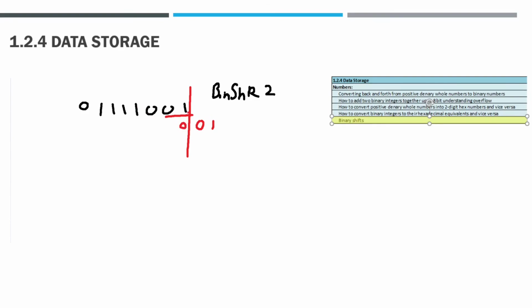So I'm writing it this way: 1, 0, 0, 1, 1, 1, 1, 0. These have all got, now these fill up with zeros. You always fill the gaps with zeros. And so what's happened here, you've shifted it to the right by 2.